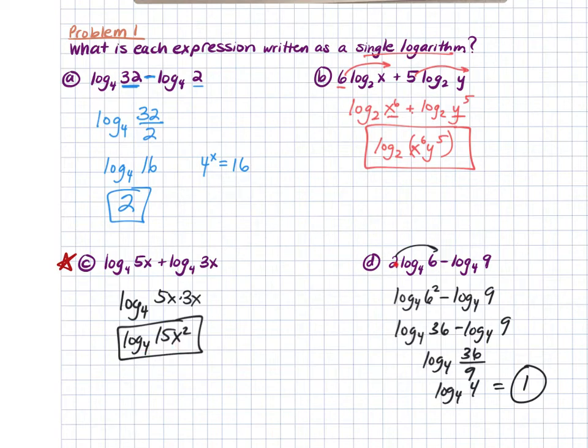Then this one we have a constant out here, so we're going to move that to be the exponent. 6 squared is 36, base 4, and then since this one is positive, it's on top, and this one is minus, so that's on the bottom. 36 divided by 9 is 4. Log base 4 of 4 is 1. What's the exponent when my base is 4 and my answer is 4? It's 1. 4 to the what equals 4? 1. 4 to the 1 equals 4. Okay, so you should get those ones. Don't just leave it like that. You should understand what that means.